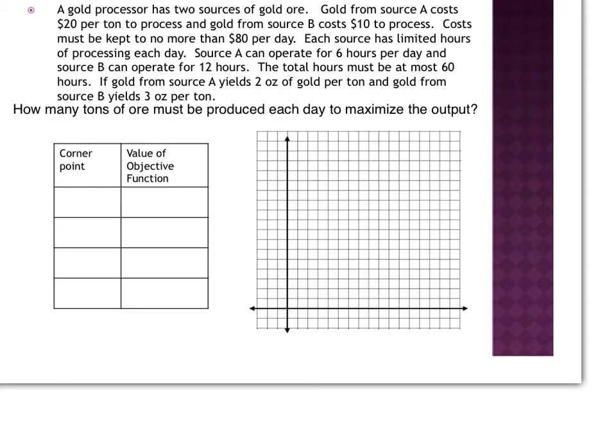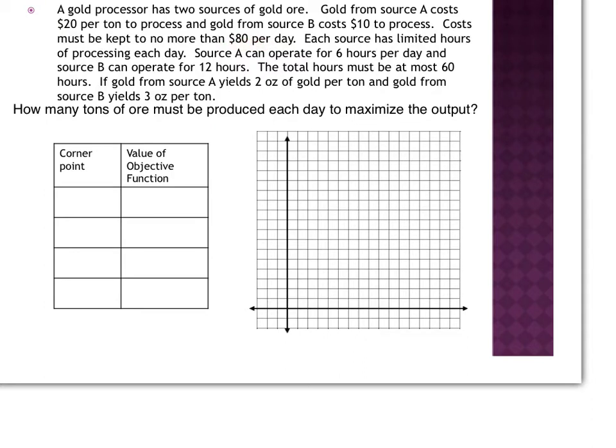This next problem is a little bit different than the last one. Here we're talking about processing gold from gold ore, and we have two different sources that can process it. From source A, it's $20 per ton to process the gold, and from source B, it's $10 to process. And our cost must be kept to no more than $80 per day. So that sounds like these three parts will go together.